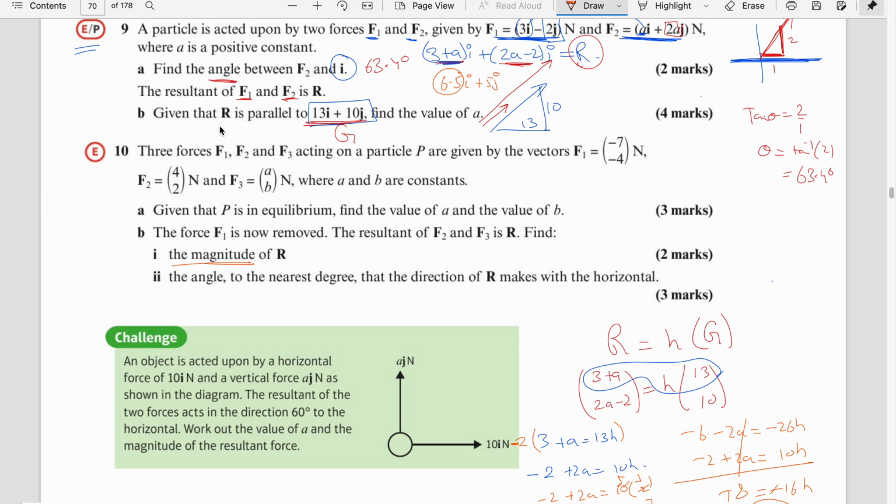So for the value of A, that's done. I'm sorry, I've just mixed the two questions up. The question 9 is complete here. Any confusion?